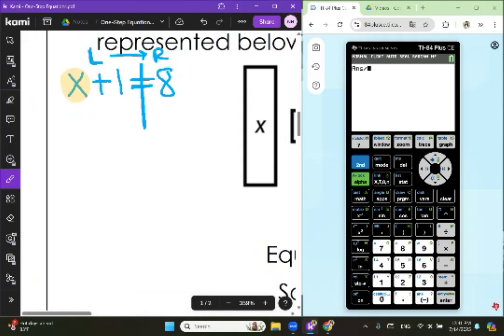The opposite of plus is minus, but just because I subtract the 1 doesn't mean it disappears. It goes to the other side of the equal sign. Okay, and we're left with just x. 8 minus 1 is the actual math that you would end up doing, which would be 7. And that is your solution.